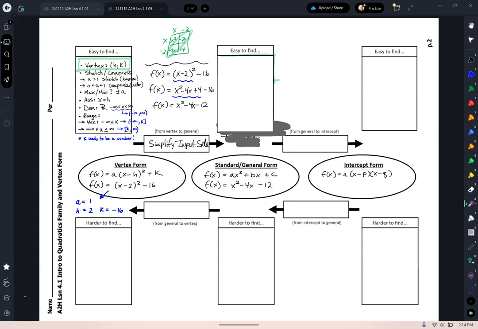Like, for example, converting from vertex form to standard form by simplifying the input side of the function, practicing our PEMDAS. So that's a skill that's often taught about quadratics, is how do you take vertex form to standard form? But it's taught oftentimes just as a skill. And what I want you guys to see is how it fits in the whole big picture of this, so that you can move smoothly through the entire quadratic family relationship. Okay, that's kind of the idea.